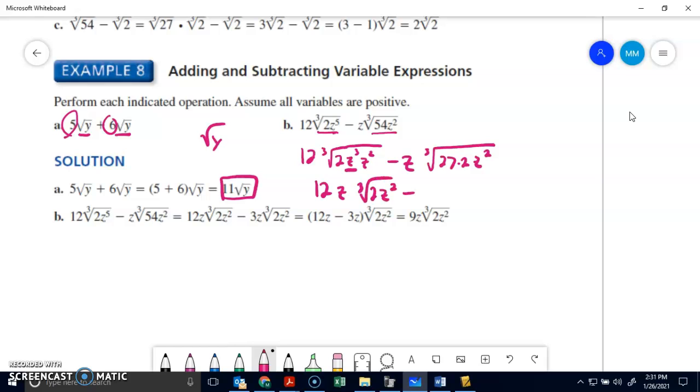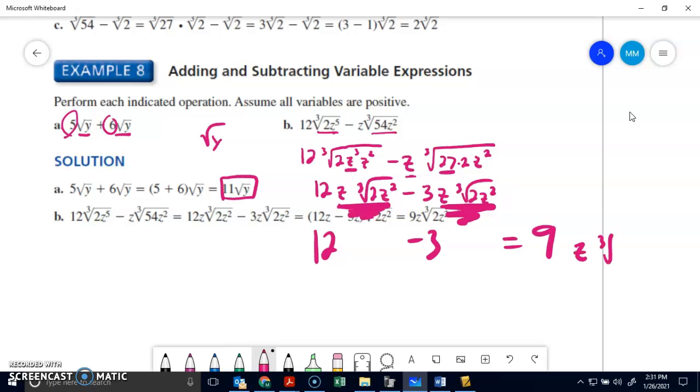Here I have 1z outside. What's the cube root of 27? So I have 3z cube roots of 2z squared. So do I have like terms? Yes, I do. Z cubed root of 2z squared. These are exactly the same. How many do I have? I have 12 of them minus 3 of them, or a total of 9 of these z cubed roots of 2z squared.